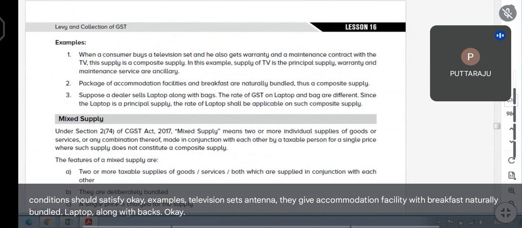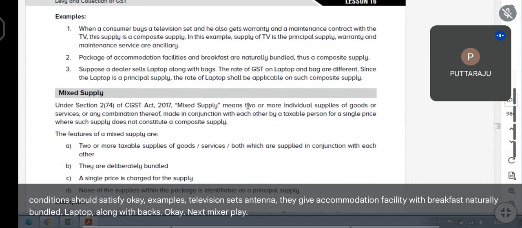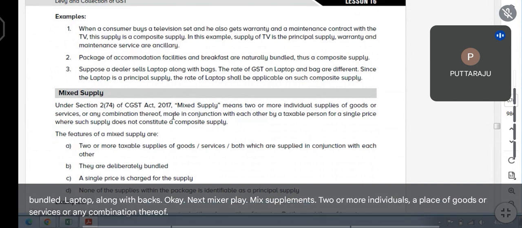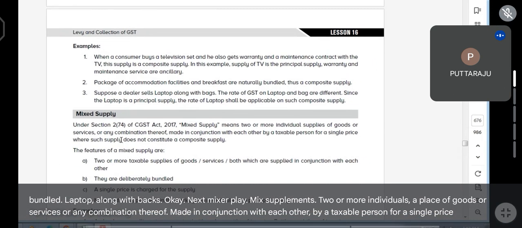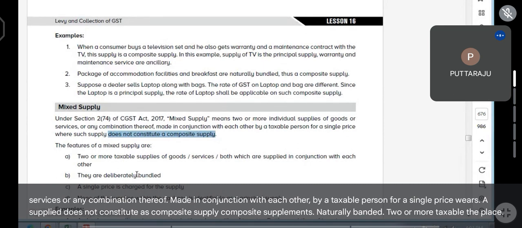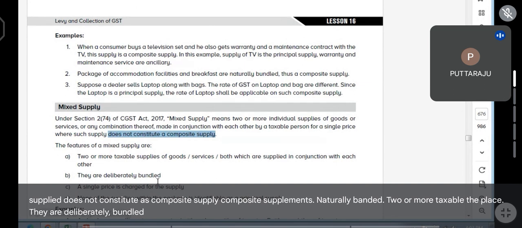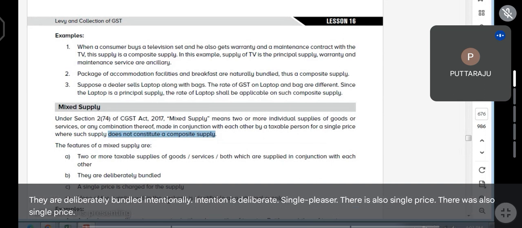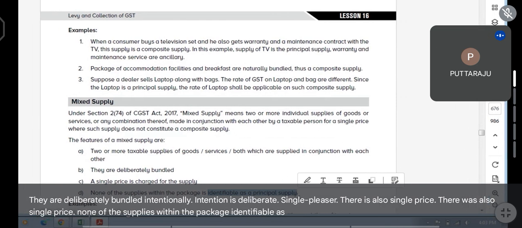Okay. Next, mixed supply. Mixed supply means 2 or more individual supplies of goods or services or any combination thereof made in conjunction with each other by a taxable person for a single price, where such supply does not constitute a composite supply. Composite supply means naturally bundled. Here, 2 or more taxable supplies are deliberately, intentionally bundled. Intention is deliberate. Single price is charged. None of the supplies within the package is identifiable as principal supply.